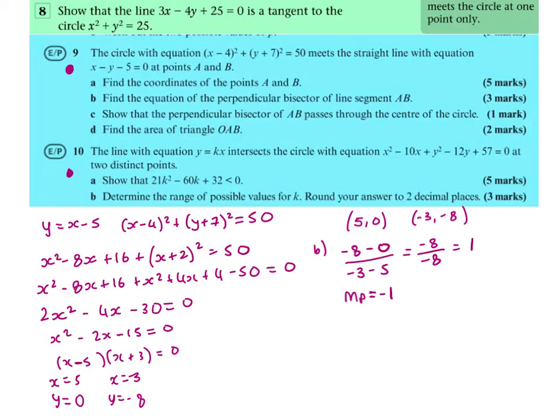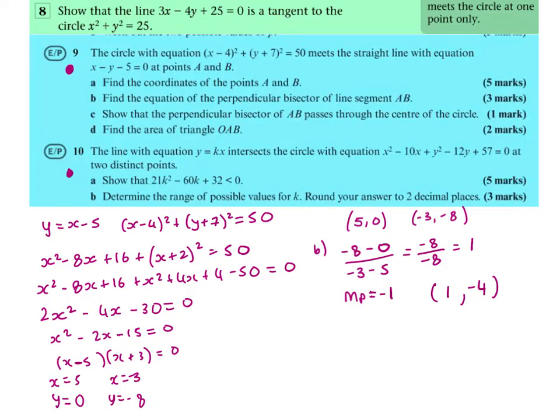Okay, then. So now I need to find the midpoint. Now, what's in the middle of 5 and minus 3? If I add them together, I get 2 divided by 2 is 1. And then in the middle of 0 and minus 8, add them together, minus 8 divided by 2, minus 4.